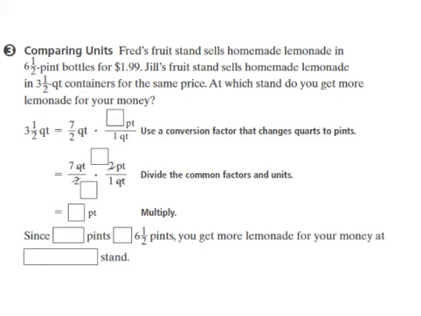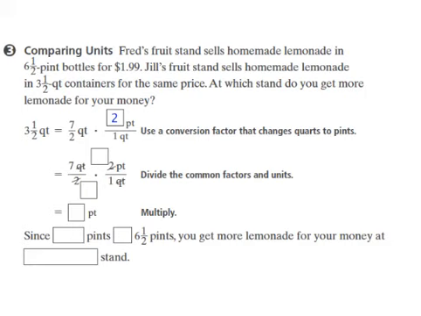So we're going to change 3.5 quarts into pints. Well, we first have to change 3.5 quarts into an improper fraction. So we have 7/2 quarts. Then we're going to multiply that by pints over quarts. There are 2 pints in 1 quart. So we have 2 pints over 1 quart.